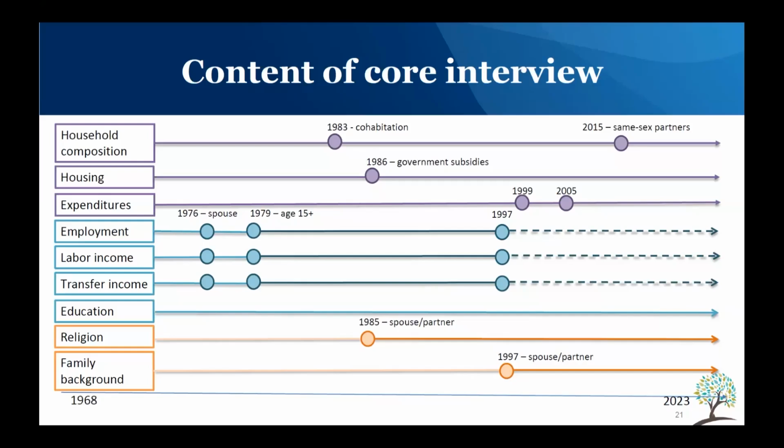But as just one example, we have the expenditures, which is third down on the list in purple. So we've always collected some information on expenditures like housing and food. But then in 1999, there was a very large expansion, again in 2005. So instead of just being able to look at some snippets of expenditures, you're now really able to look at full consumption of these family units on an annual basis.